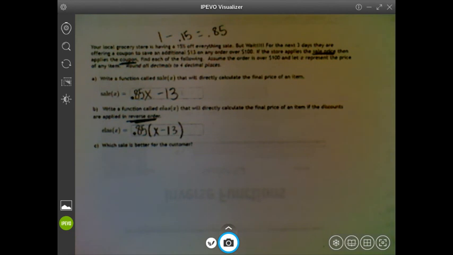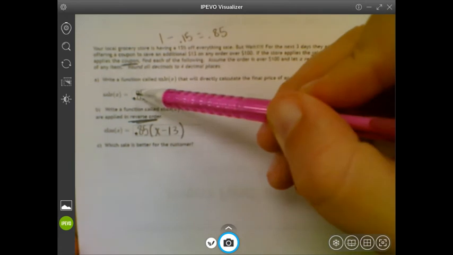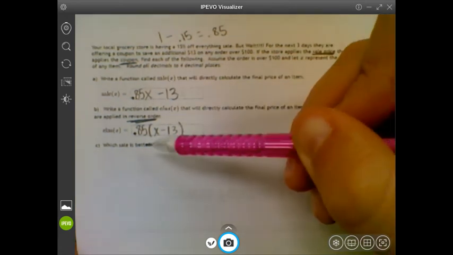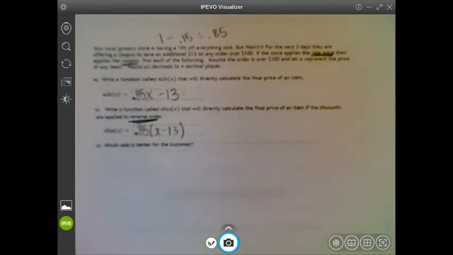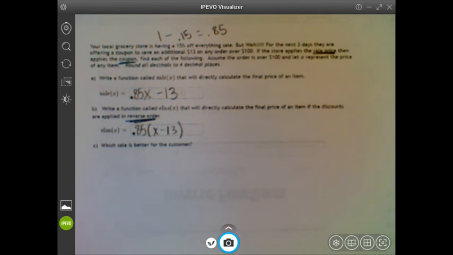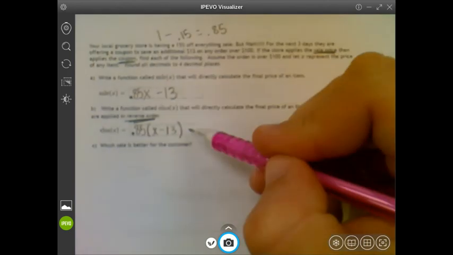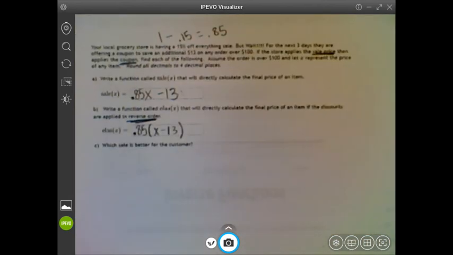All right, and then the final question says, which sale is better for the customer? Would the customer rather take the 15% off and then subtract 13, or would they rather subtract 13 and then take the 15% off? What we can do is pick a value of an item and calculate both of them to see which one was better. Which one did they save more? So just pick the price of an item. It's completely up to you.